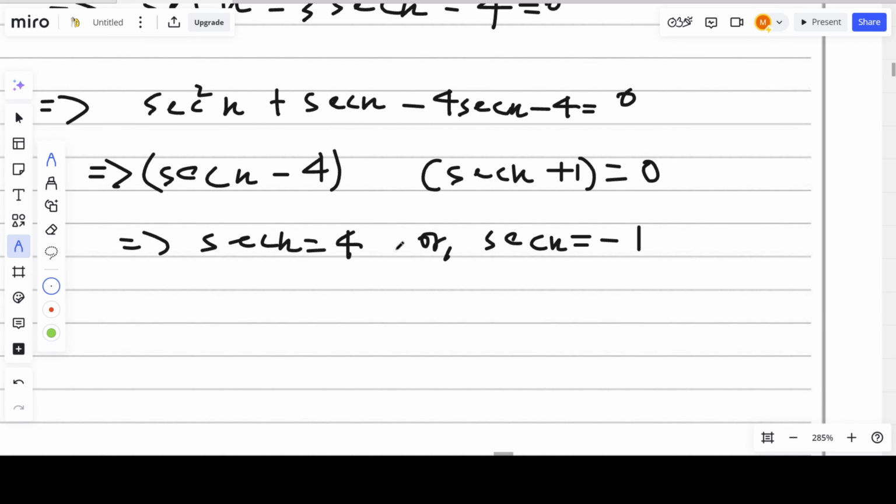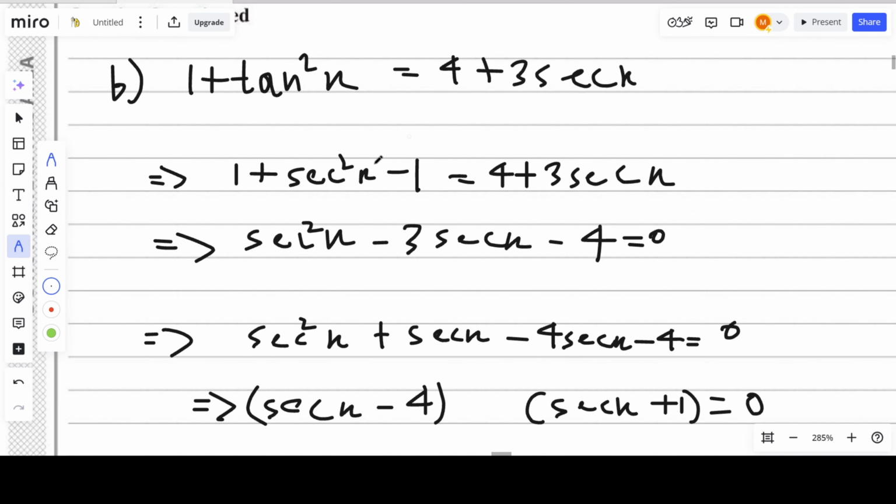So what we can do now, we know that the reciprocal of cos x is sec x. So we can just reverse it to get cos x equals to 1 over 4, or cos x equals to negative 1.